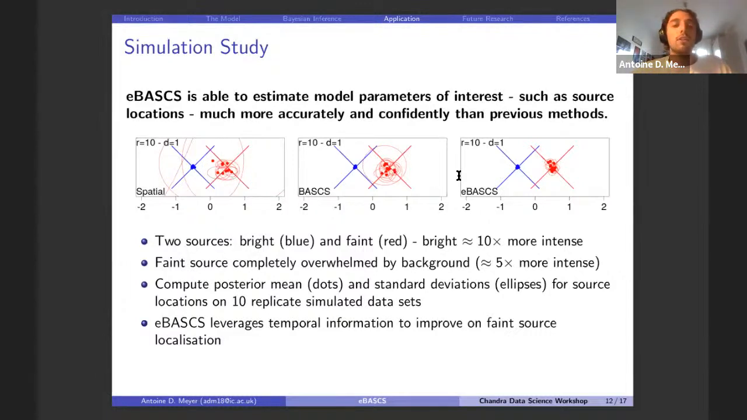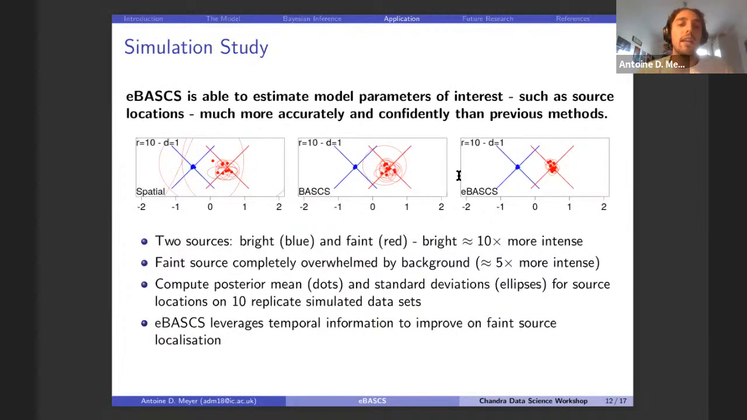So we have 2 sources, a bright one, the blue source, and a faint one, the red source, where the bright one is approximately 10 times more intense than the red, faint source. And our faint source is completely overwhelmed by the background in this case. It's 5 times more intense than the faint source. And we're trying to see here to what extent eBASCS is better at computing model parameters of interest, such as the location of the sources.